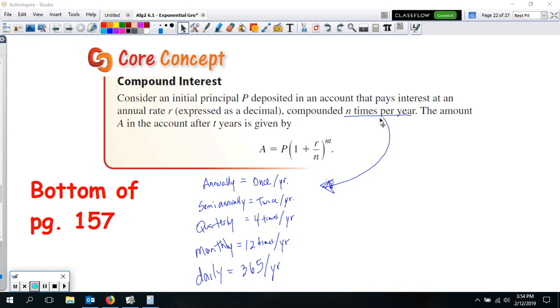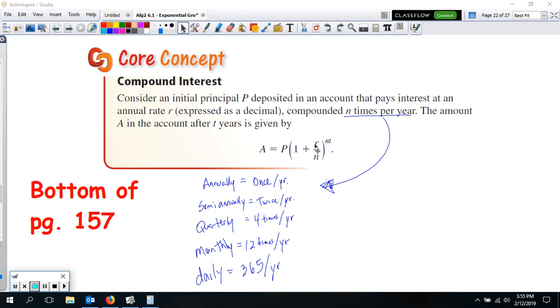And so that's why I have this here. I underline that part, and this is all the different ways we might see the compounding or the calculating of the interest. It might say annually, and if it says annually, that's just once a year. Semi-annually will be twice a year. Quarterly will be 4 times a year. Every quarter, it's like 4 quarters in a school year, 4 times a year. Monthly is the 12 times a year, and daily will be 365 times a year.